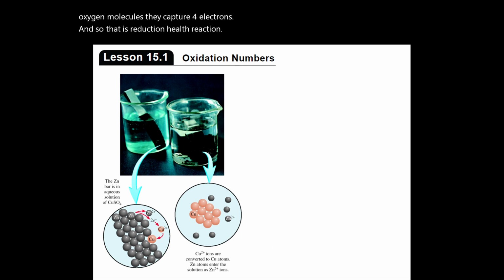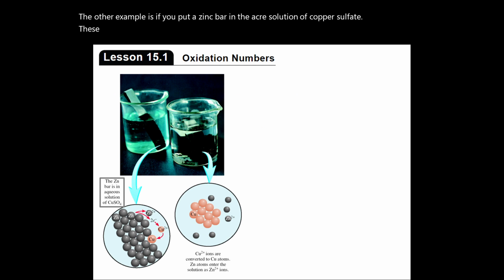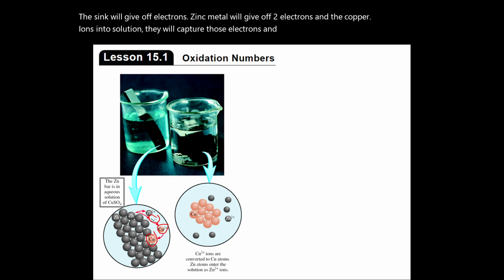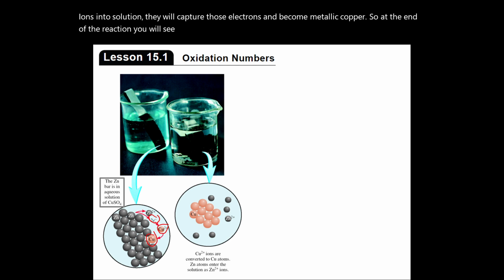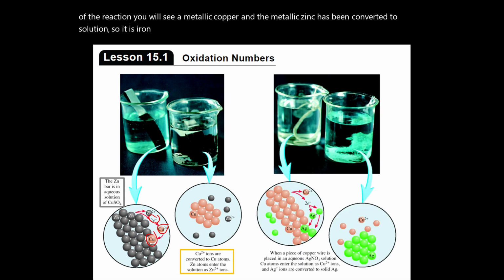The other example is if you put a zinc bar in the aqueous solution of copper sulfate, the zinc will give off electrons. Zinc metal will give off 2 electrons, and the copper ions in the solution will capture those electrons and become metallic copper. So at the end of the reaction, you will see metallic copper, and the metallic zinc has been converted to ions in the solution.